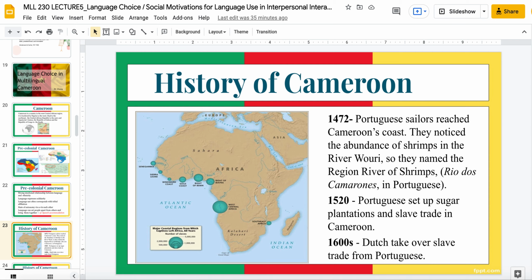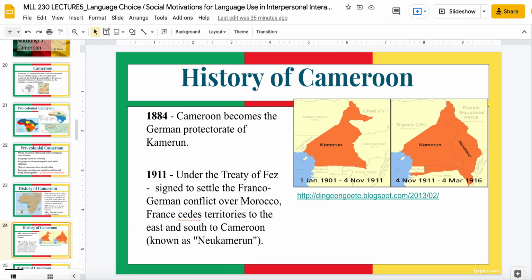So, a history of colonialism: the Portuguese came, they noticed the abundance of shrimp, so they named it Rio de Camarones. That's where Cameroon comes from. And so they set up sugar plantations. That's when the slave trade really took off, and then the Dutch were able to take over the slave trade. So really heavy stuff, but this is part of the colonialist history, and it explains the language choices today.